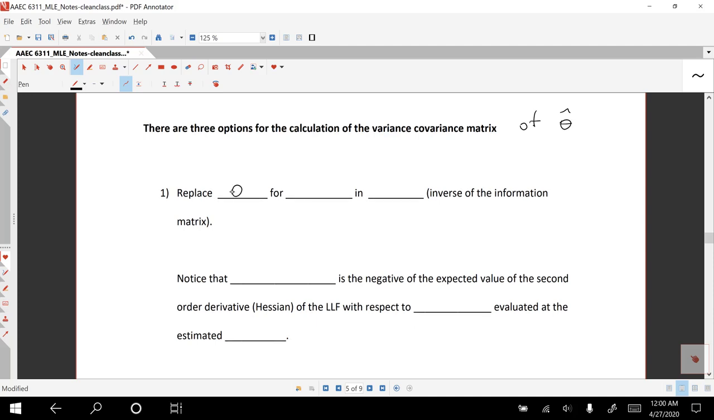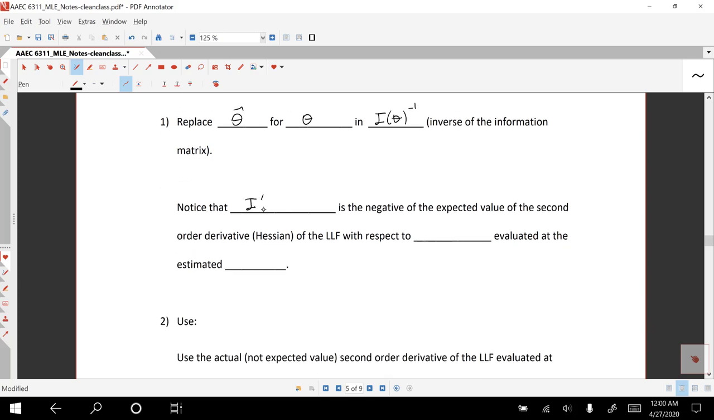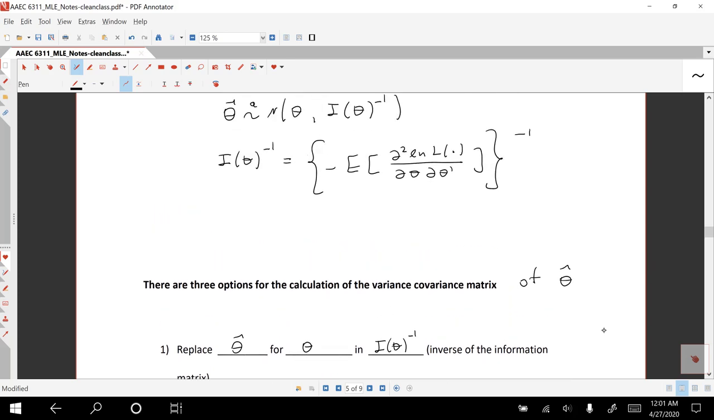So the first thing is we just replace theta with theta hat in the inverse of the information matrix. Notice here that the information matrix is the negative of the expected value of the second order derivative of the log likelihood function with respect to theta, but evaluated at the estimated theta hat. So you have to find that derivative and plug in there the theta values that you have obtained.